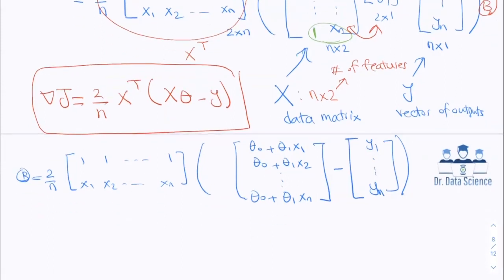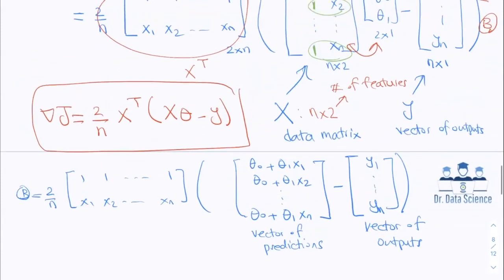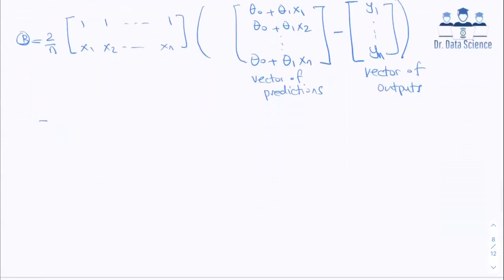And then we have the vector of outputs. So you can think of the first vector here as the vector of predictions, and this one is the vector of outputs. So I just simplified that matrix vector multiplication.